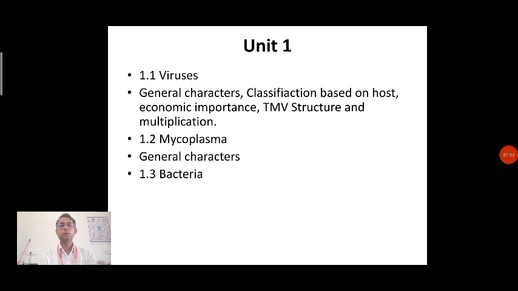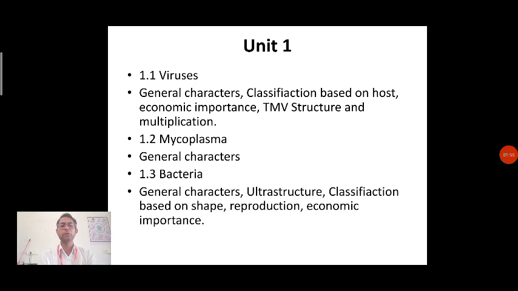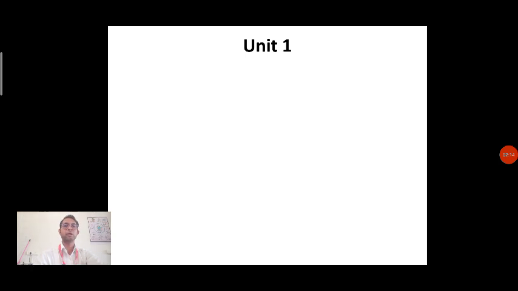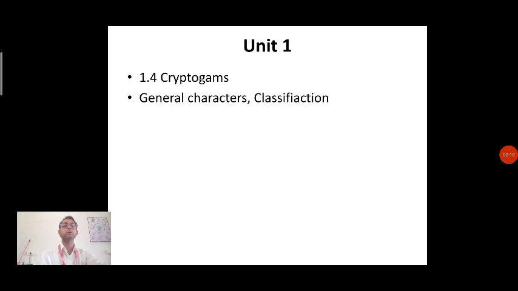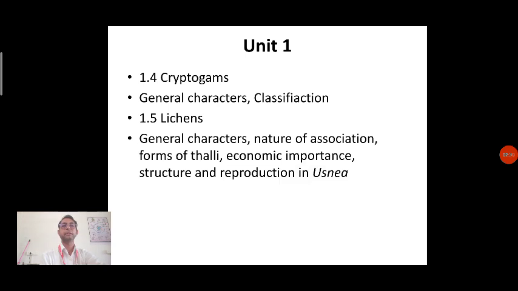Then the third parameter which is included in syllabus, that is bacteria. In bacteria we are going to concentrate on the general structure, ultrastructure of bacteria, classification based on the shape, then reproduction and economic importance of the bacterial cell. These things we are going to discuss in unit number 1. Now the last point which is included in unit number 1 is cryptograms, that is general characteristics, classification. Then the next point which is included is lichen.